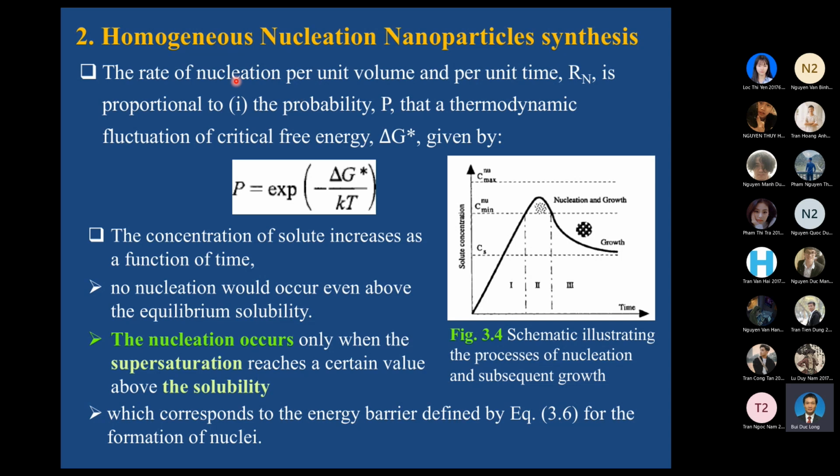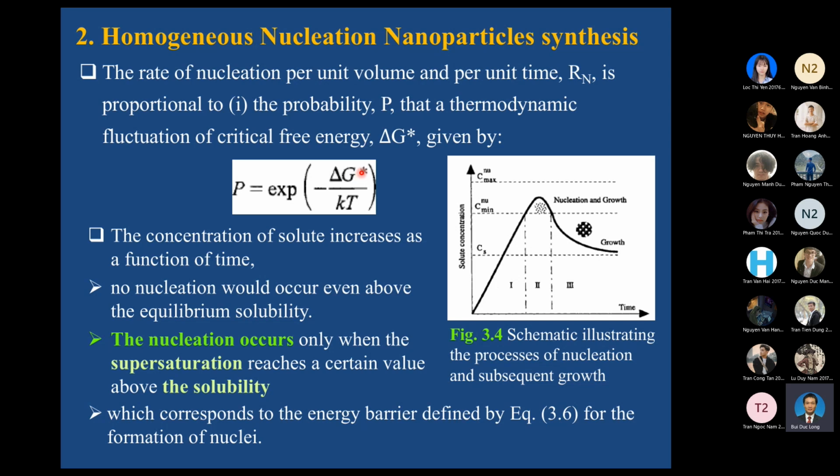The rate of nucleation per unit volume and per unit time, denoted here as Rn, is proportional to the probability P of the thermodynamic fluctuation of the critical energy ΔG star.